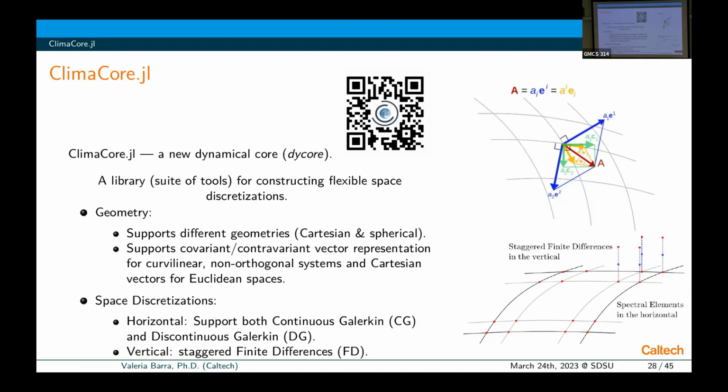And as for space discretizations, we support now in the horizontal direction both continuous Galerkin and discontinuous Galerkin, but we really use CG, continuous, now. And in the vertical direction, we have staggered finite differences, where the way we stagger quantities is at cell faces, we define vertical velocities, and at cell centers, we define horizontal velocities and all the scalar quantities like density, tracers, and energy.